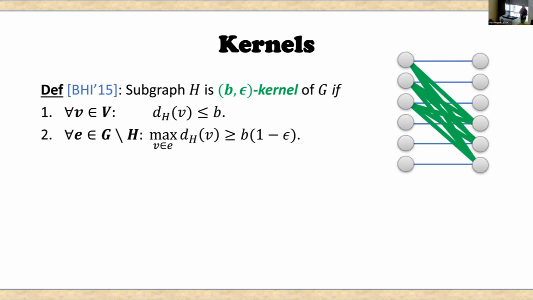Let me give you a quick example of this for B equals 3 and epsilon equals 0. Here we have a graph with max matching, which is just the horizontal edges. And what we'll end up taking is all these green edges. So every node has at most 3 edges. And every edge we didn't take, in particular all the horizontal edges, has at least one endpoint with at least 3 incident green edges.